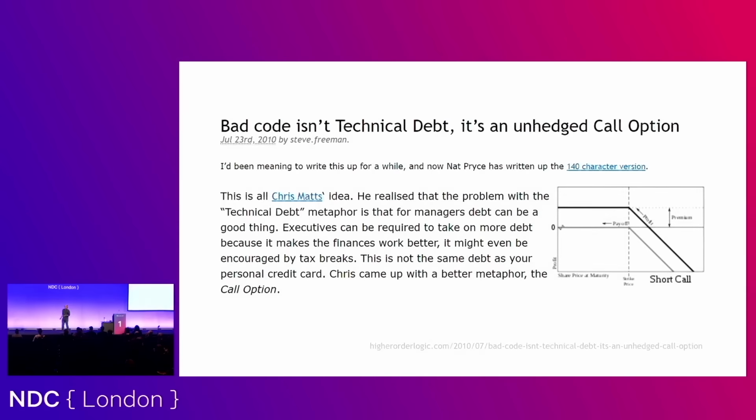Okay, so this is a good one. This is a thought from Chris Matz. It was written up by Steve Freeman a number of years ago. You can find Steve's blog piece on this by using the Wayback Machine. But the observation: bad code isn't technical debt, it's an unhedged call option. Okay, who here knows what an unhedged call option is? Okay, so a few of you do.